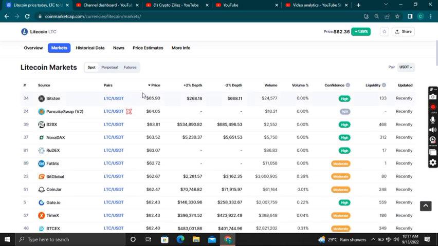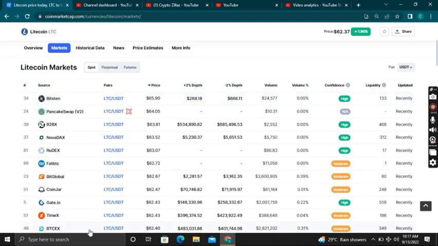When you pair with USDT, you see that the top exchange here is trading at 65.9. But let's sort by price and see. Now the highest, Bitstamp, is trading at 65.90. PancakeSwap is trading at 64.05. B2BX exchange is trading at 63.81. So you see that there's a massive price difference between these first three exchanges.